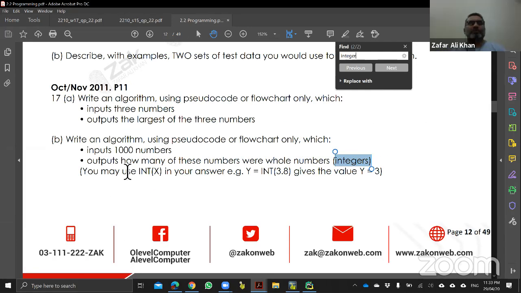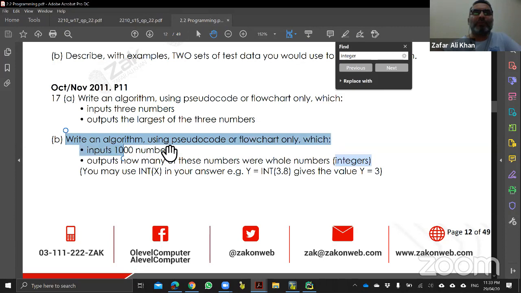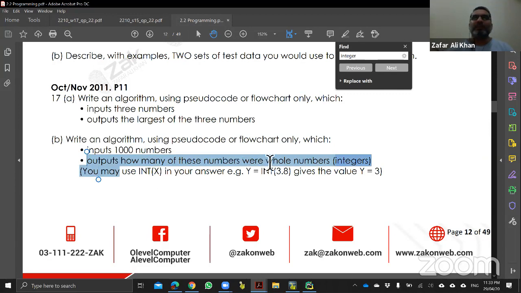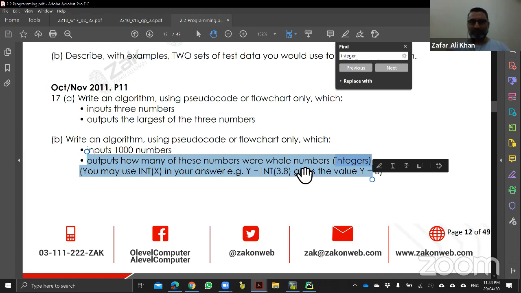Here we go. October/November 2011, P11, question 17B. Write an algorithm using pseudocode or flowchart only, which inputs 1000 numbers. So this 1000 numbers makes it a for next loop, and then output how many of these numbers were whole numbers, meaning integers. So you may assume that INT(x) is available in your answer. For example, y = INT(3.8) gives y = 3.